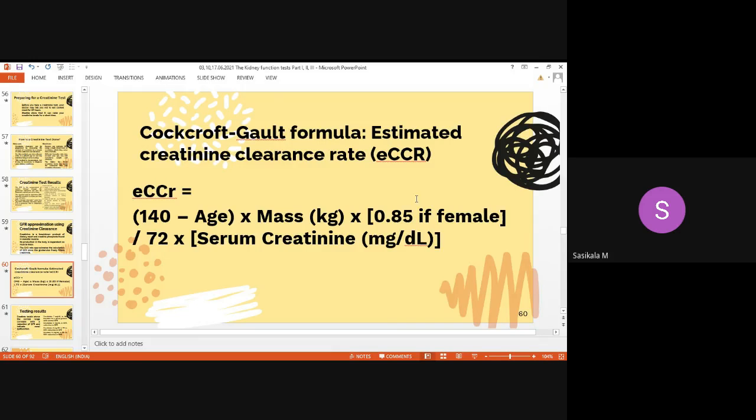For male, no reading is required to substitute here. Only if female, then 0.85 should be added. Then this is divided by 72 into serum creatinine level. So the estimated creatinine clearance rate is calculated based on serum creatinine level by the Jaffe method. Whatever it is calculated in milligram per deciliter can be substituted here. And according to the given readings, if you substitute age and weight and all, you will get the creatinine clearance.